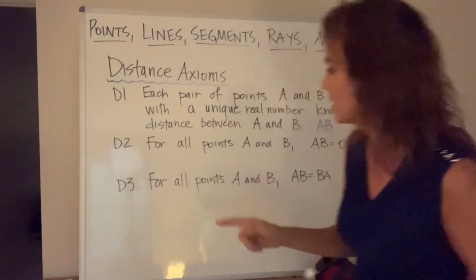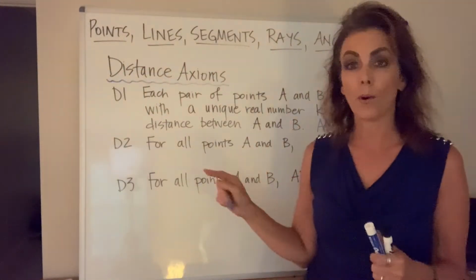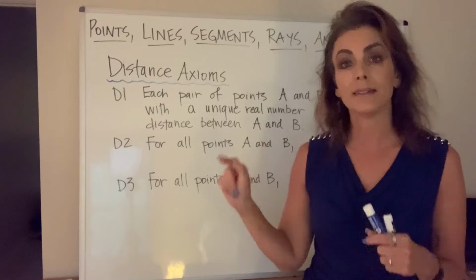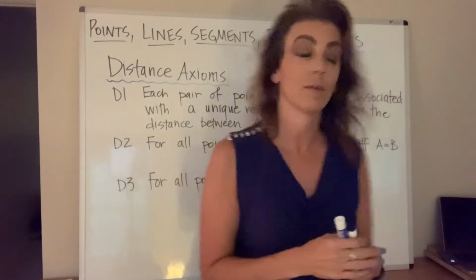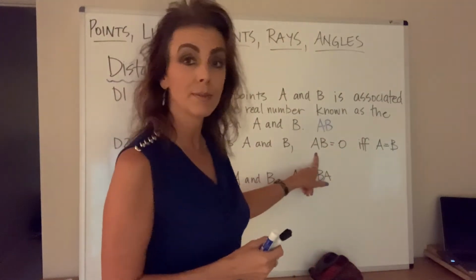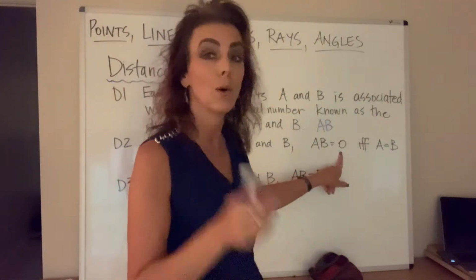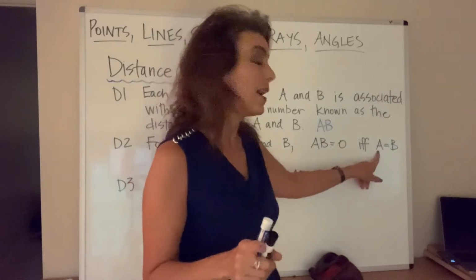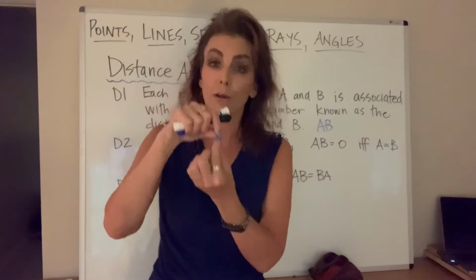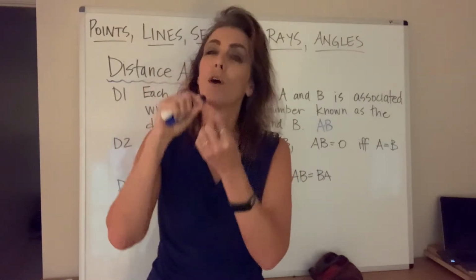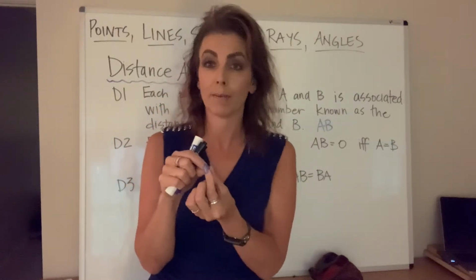The next axiom says, for all points A and B, the distance between them is 0 if and only if A is equal to B, okay? So the distance between A and B is equal to 0 only if A is equal to B. In other words, A is sitting right on top of B. Their locations are exactly the same. That's the only way the distance between them can be 0.